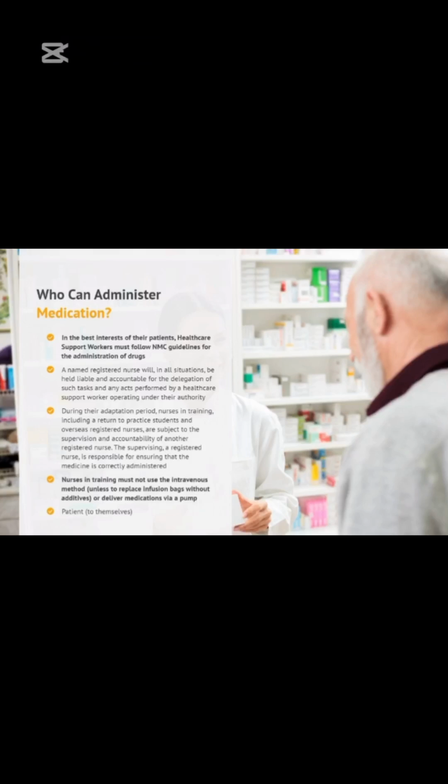During their adaptation period, nurses in training, including return to practice students and overseas registered nurses, are subject to the supervision and accountability of another registered nurse. The supervising registered nurse is responsible for ensuring that the medicine is correctly administered. Nurses in training must not use the intravenous method, unless to replace infusion bags without additives, or deliver medications via pump, or administer to themselves.